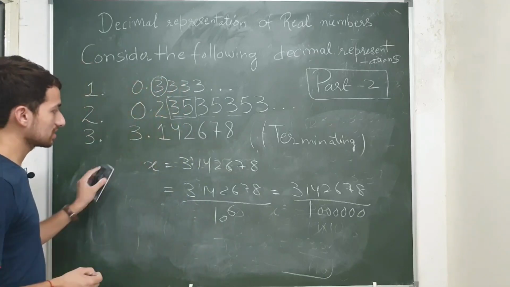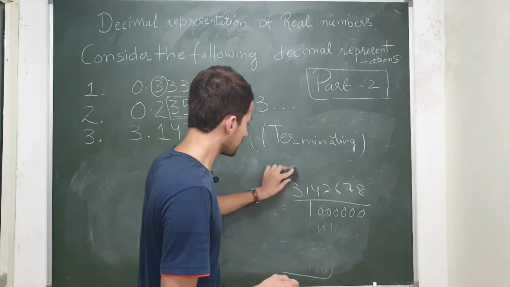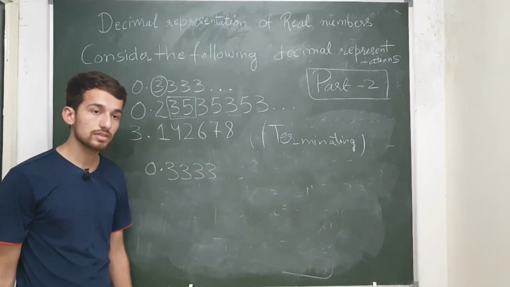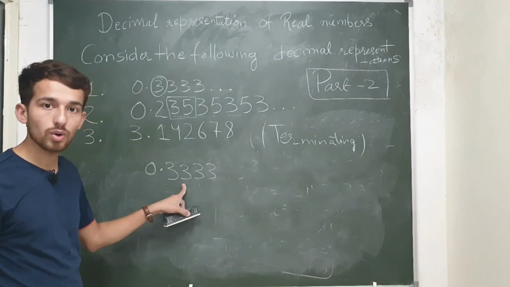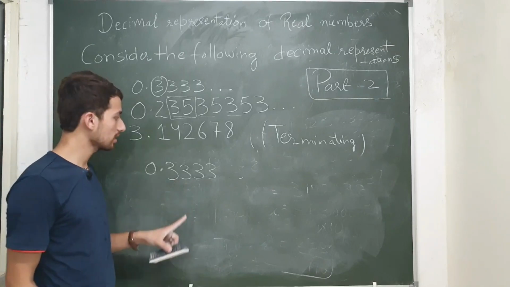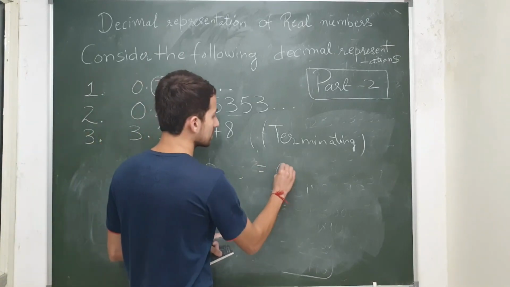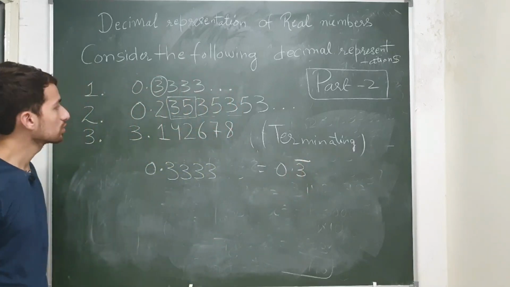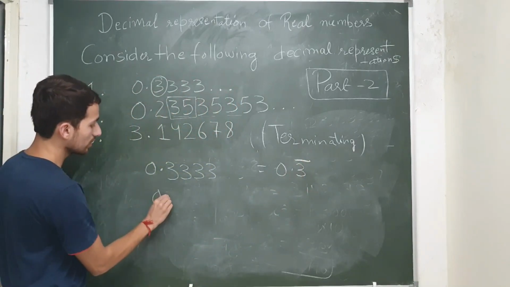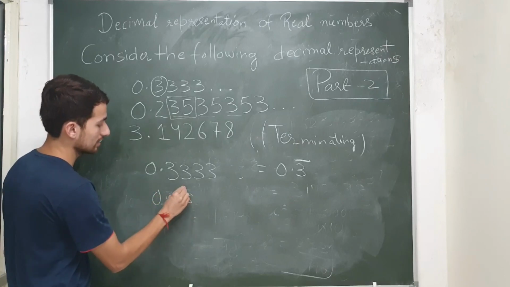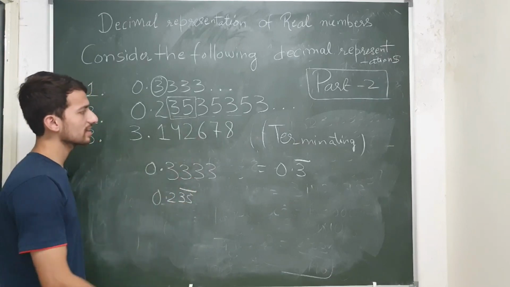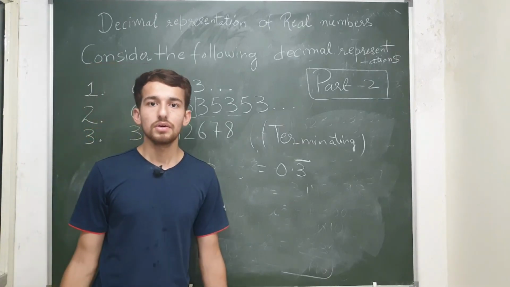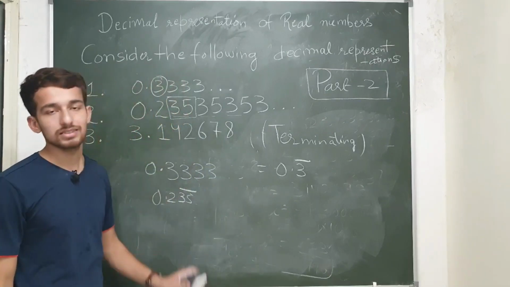And one more remark at the last I would like to give today. In the first case, this was our decimal representation. Only one digit was repeating here. So I can rewrite it as 0.3 with a bar over that digit which repeats. Likewise in the second case, you can write it as this one, and in the third case there is no repetition of digits, so it is as it is.